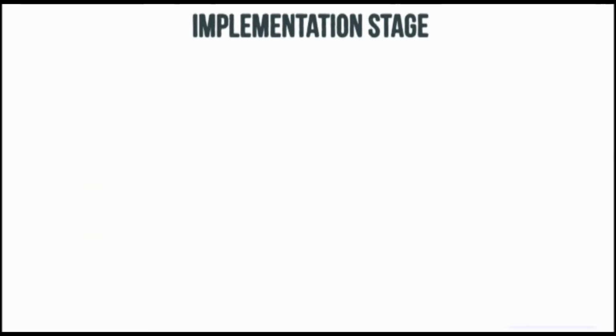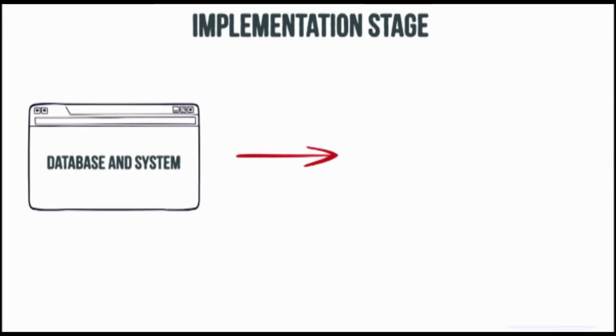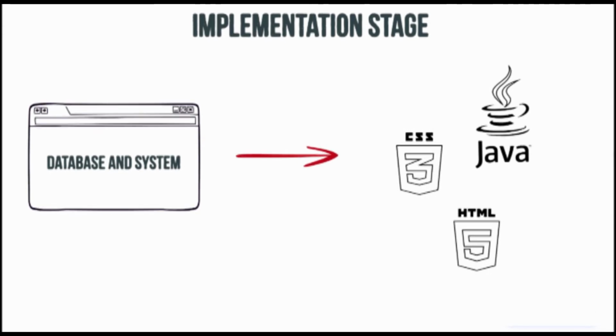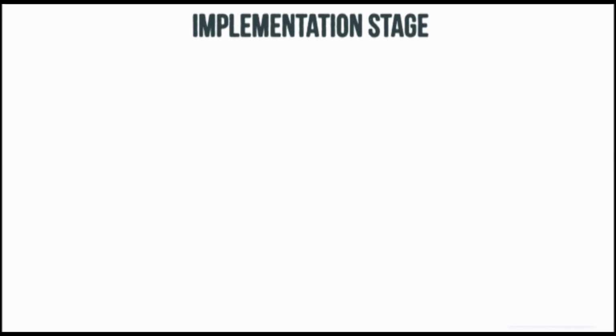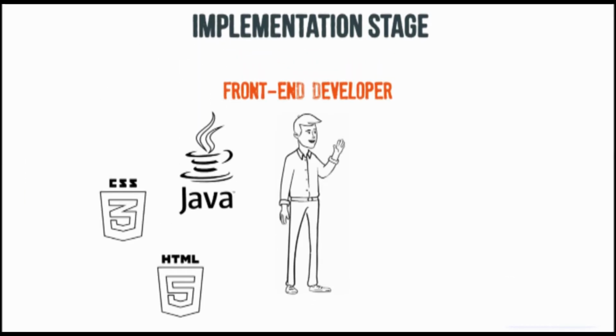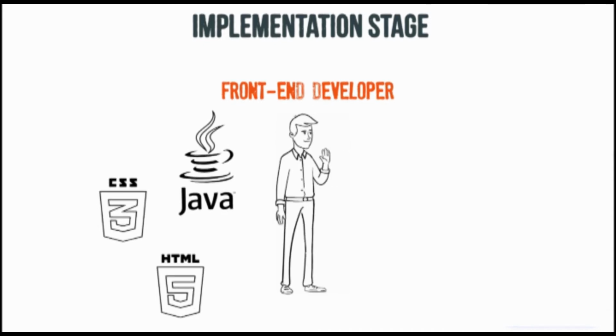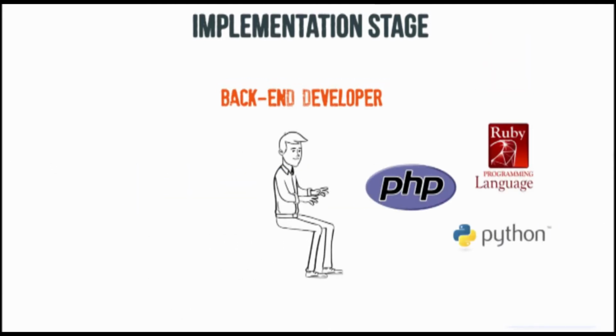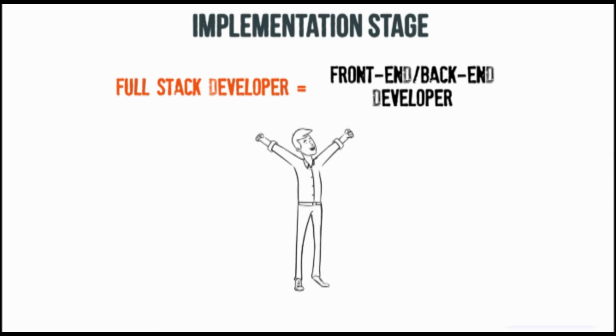In the implementation stage, the database and system will be developed with a preferred programming language by different developers, such as a front-end developer, who will develop the website and visuals using HTML, CSS, and JavaScript. A backend developer who develops the actions on a website using programming languages such as Ruby, Python, and PHP. Or a full-stack developer who can do the job of both developers.